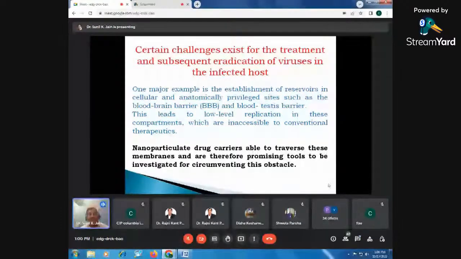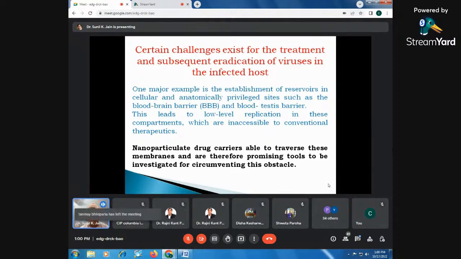For a major example, as I mentioned here, the establishment of cellular and anatomical privileged sites, such as the blood-brain barrier and blood-testis barrier. This leads to low-level replication in these compartments, which are inaccessible to conventional drugs. So nanotechnology is able to transfer these membranes and is therefore a promising tool to be investigated for circumventing this obstacle. So in those areas where conventional drugs will not reach, nanoparticle technology will give a gate to go and treat the disease at a particular site.